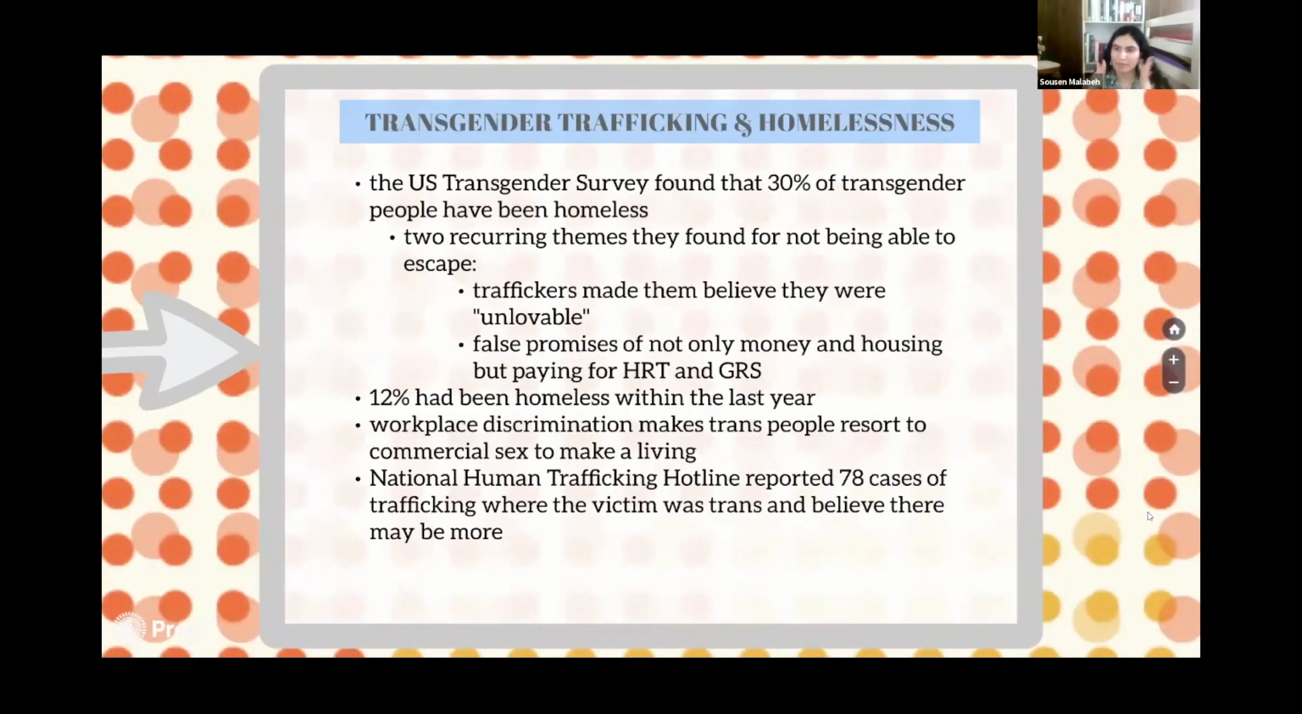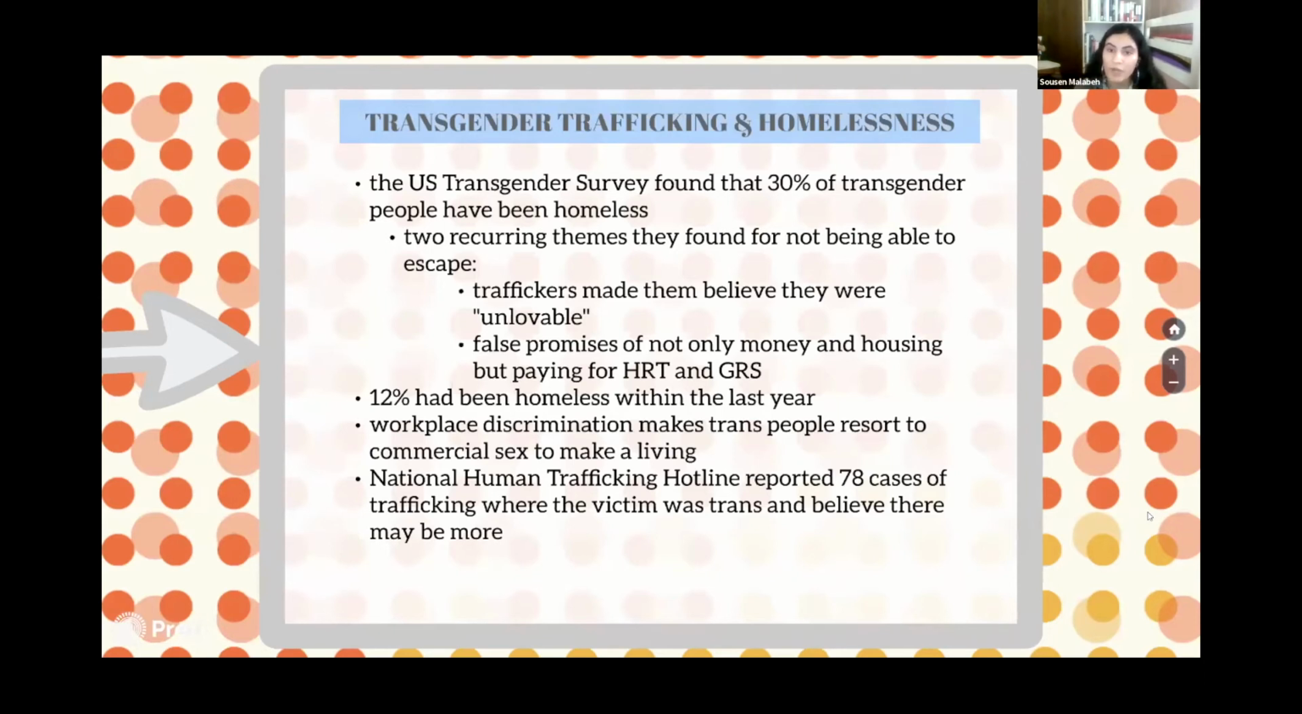I also wanted to specifically dive into the transgender trafficking and homelessness problem. The US Transgender Survey, which specializes in research about trans people, found that 30% of trans people have been homeless. The two recurring themes they found as to why trans people stay trafficked are that their traffickers either make them believe they're unlovable because they are trans, or give them false promises of paying for their hormone replacement treatment or gender reassignment surgery. And those two things are incredibly expensive.